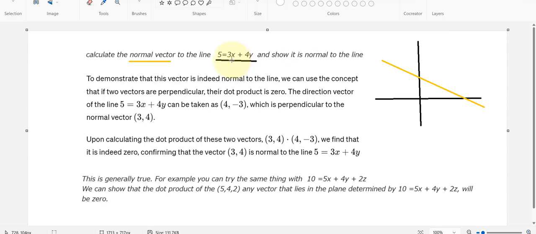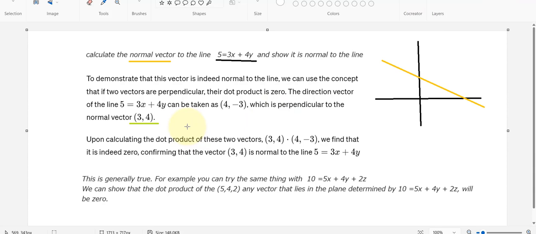And it turns out that all you have to do is take the coefficients of the x and the y, and that will give you the normal vector. So in this case, 3 and 4. That will be normal to this line. In other words, it'll be perpendicular to this line. Now, how can we prove that?